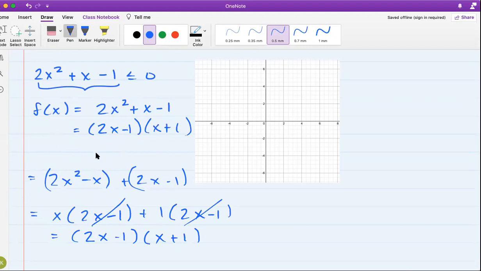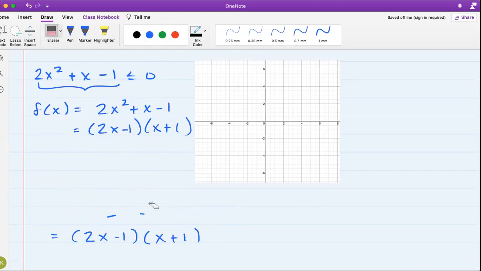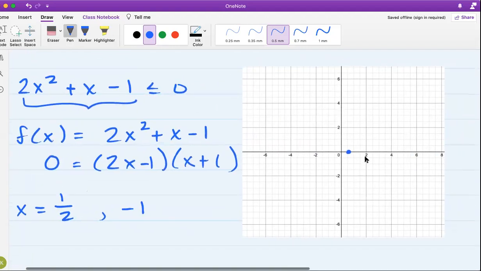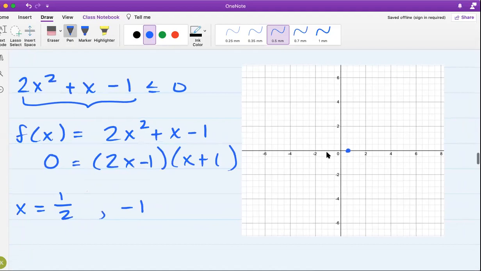And if you're not good at factoring, you can always use the quadratic formula to find your x-intercepts. So that's the other method you could do to find the x-intercepts, because that's what I'm trying to do here. The reason I'm factoring it is because I want to set it equal to 0 and find my x-intercepts. So my x-intercepts are 1/2 and negative 1. But if you use the quadratic formula, you're going to get the same thing. So at 1/2, which is right here, let's zoom in a little bit. You can see 1/2 is here, and negative 1.